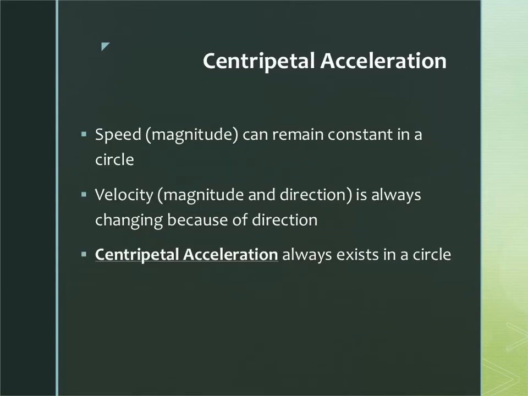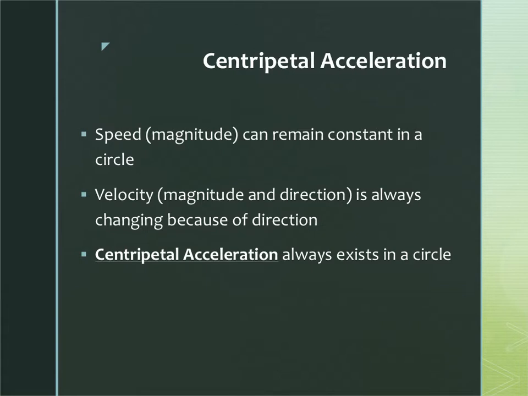And then we have something called centripetal acceleration. We start with this idea that the speed, which is the magnitude of a velocity, can remain constant. So you could stay at a constant 10 meters per second going around in a circle. But velocity includes both magnitude and direction. So while you're staying constant 10 meters per second around a circle, that velocity is always changing because you're changing your direction. You're never going in a straight line in a circle. And because of this always changing velocity, you're going to have a centripetal acceleration.